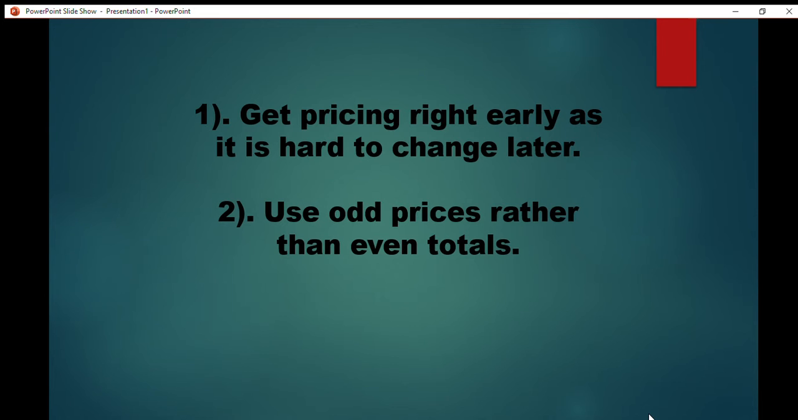Additionally, the entrepreneur should always use odd numbers rather than even totals when pricing your product or service. This again pertains to the concept of customer perceived value. When customers see a price that is odd, like $42.95 for example, as opposed to $43 even, the customer will attribute the difference as being more related to costs of the product, thus perceiving the product to be more fair for the consumer.